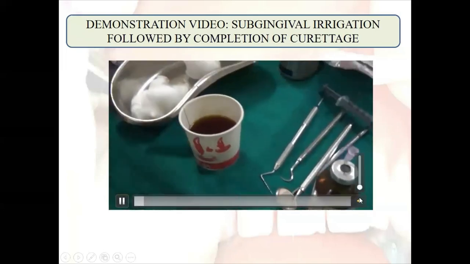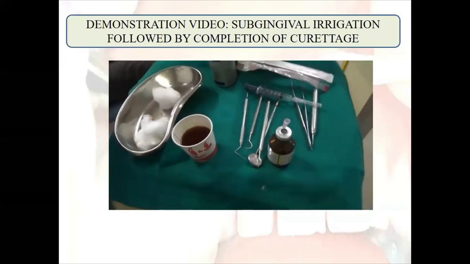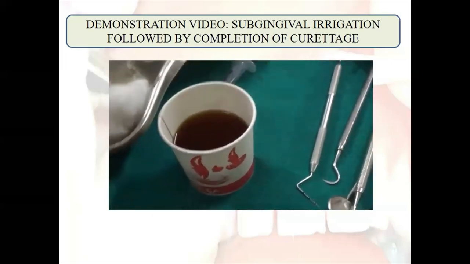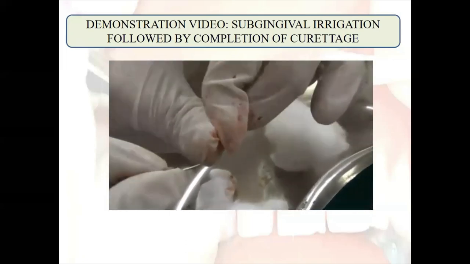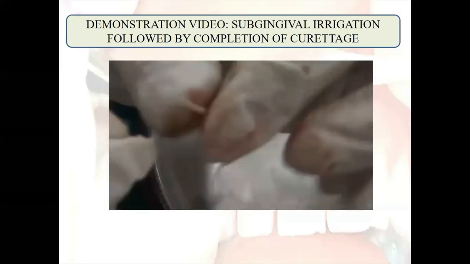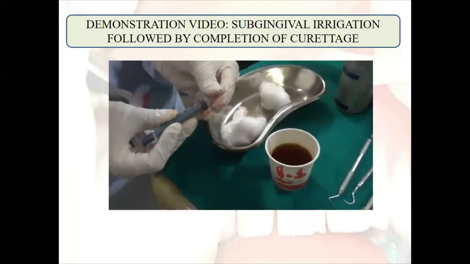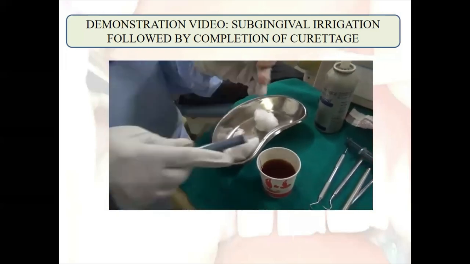Now we'll be doing the final irrigation. Final irrigation is done in order to remove all kinds of debris, the granulation tissue remnants which have not been removed completely with the instrument. We are using one part of betadine and three parts of normal saline. We are bending the needle in order to ensure proper, forceful irrigation of the targeted area.